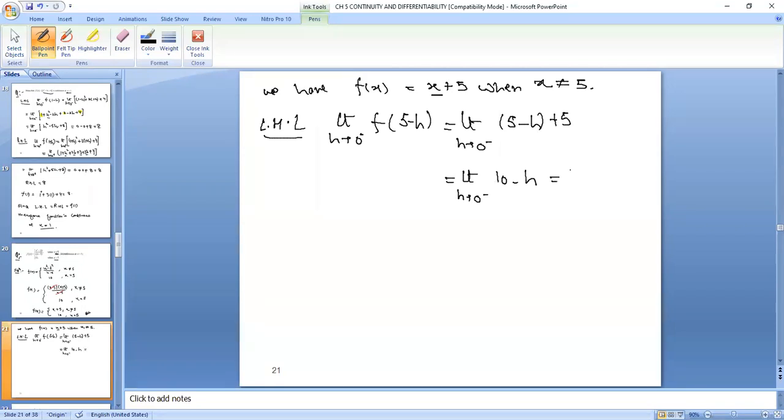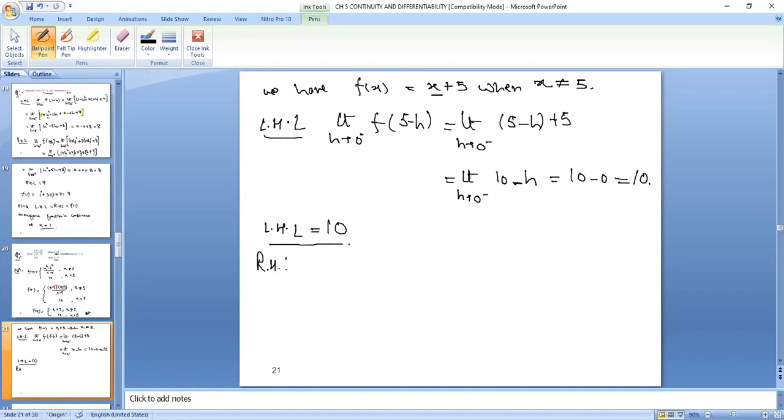So put the value h as 0, apply the limit. Apply the limit means h will be approaching 0. So we will put h equals 0. So the left hand limit comes out to be 10. So the left hand limit we are getting is 10.